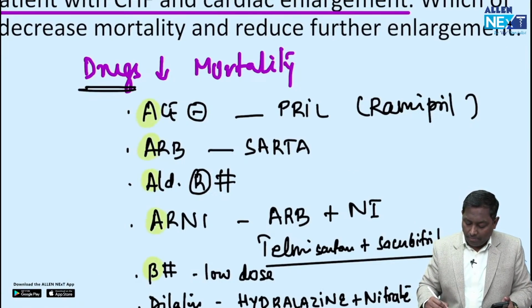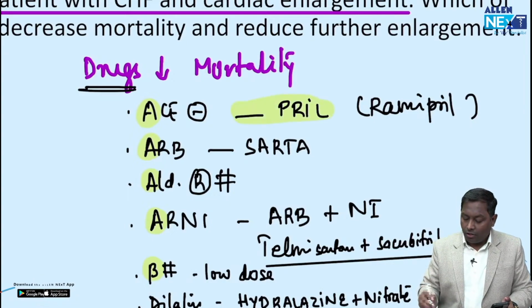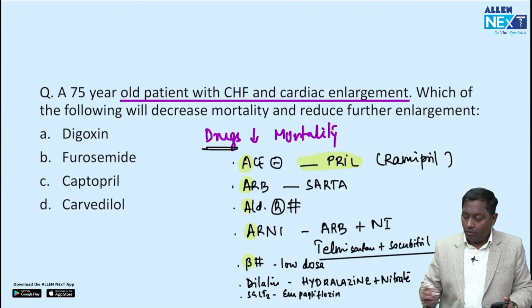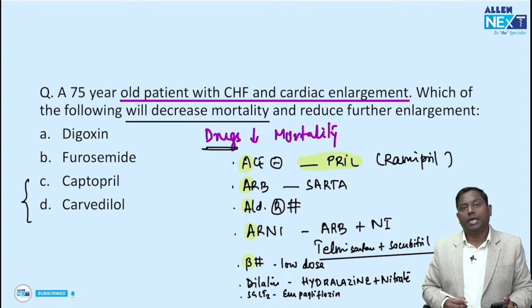A lot of A are coming, B is coming, dilators are coming, right? Now in this scenario, definitely there is one option by the name of captopril and carvedilol. Two options are there given here, guys. Look at the language of the question. Very tricky question. Decrease mortality. In that case, decreasing the mortality can be done by both C and D.